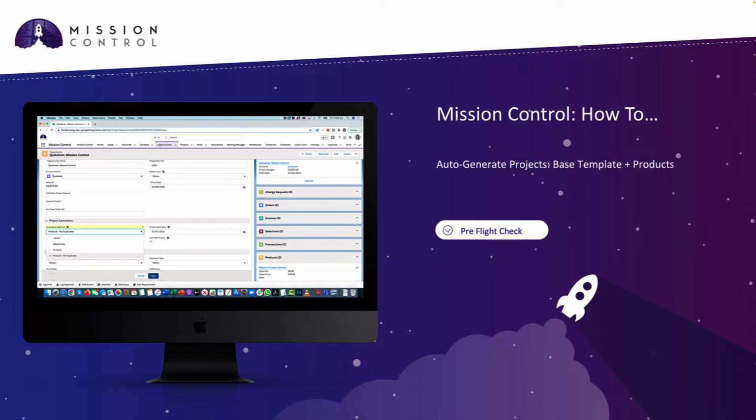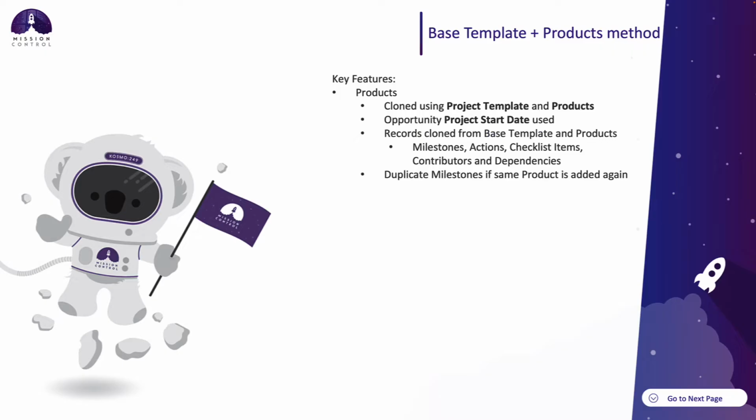Hello and welcome to our how-to video on the generation of projects from the base template plus products method in Mission Control. The base template plus products generation method allows you to clone a generic project plan from one project template, as well as building up the project plan based on the products associated to the opportunity.